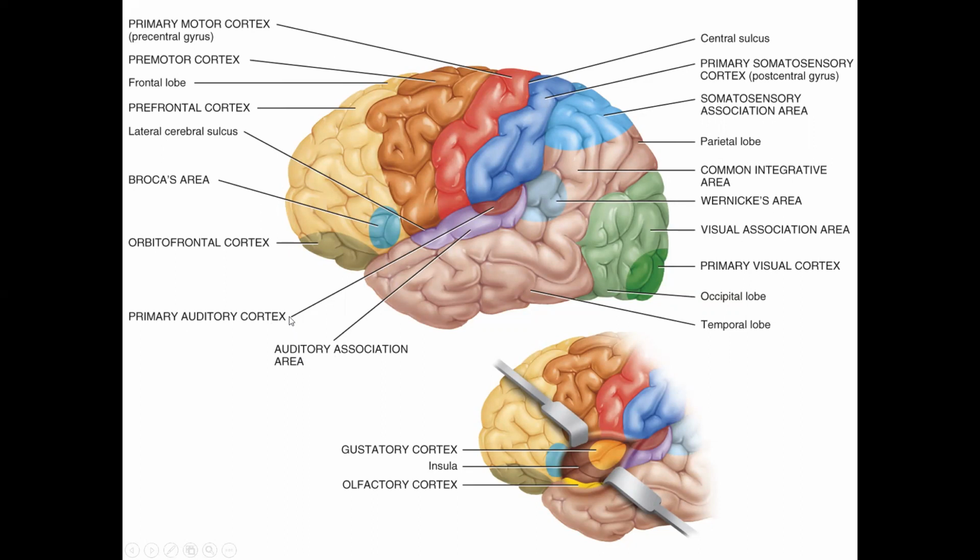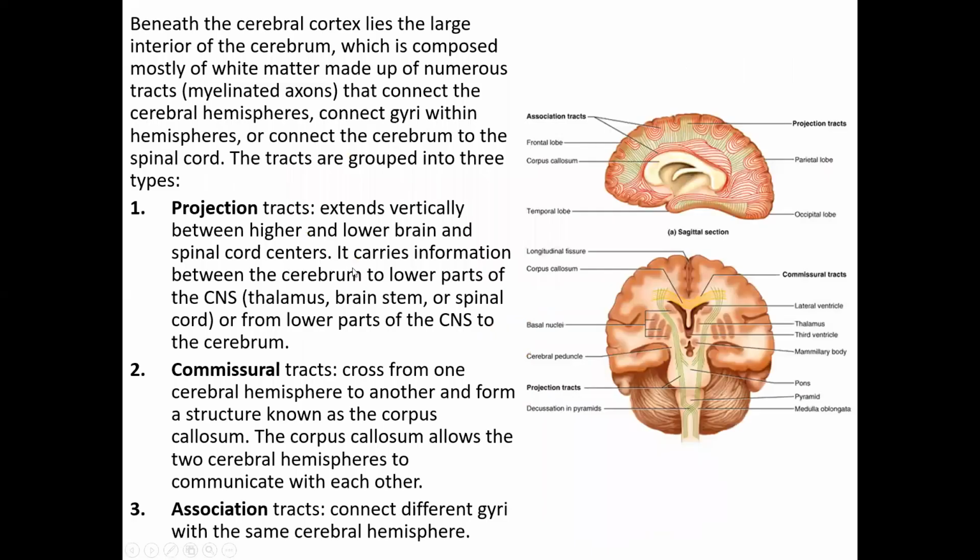There are several more special functional areas in the cerebral cortex, but I just picked out some that I wanted you to know. You don't have to worry about any others. You don't have to worry about identifying where they're at. Just the information about each one that I listed there. So once again, that is the cerebral cortex.